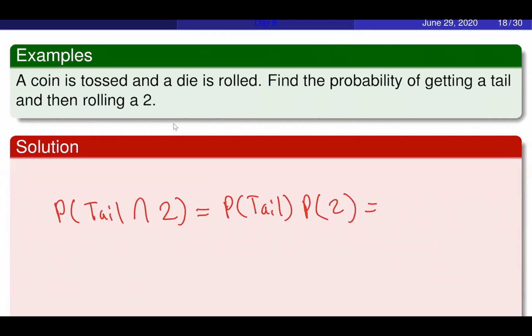The probability of getting a tail is the exact same as the probability of getting heads, 1 out of 2. The probability of it landing on 2 is the exact same as the probability of it landing on 6, so it'll be 1 out of 6. That gives 1 out of 12, which is equal to 0.083. And that's it for that last problem. Any question for that last problem?